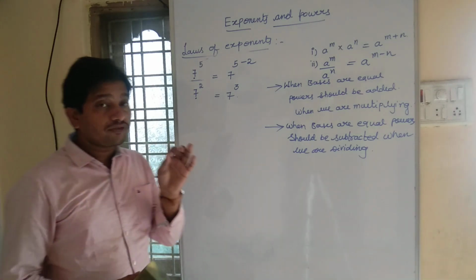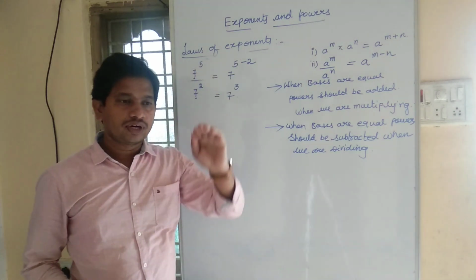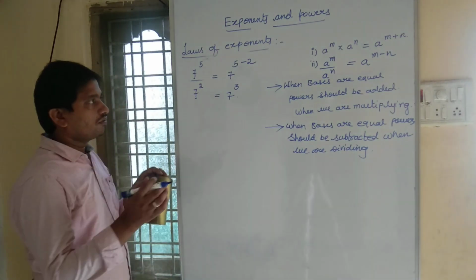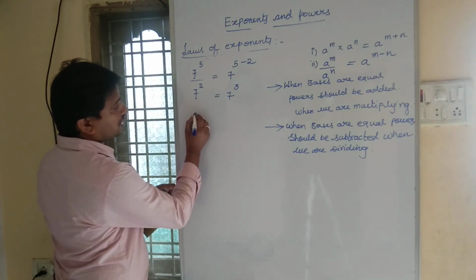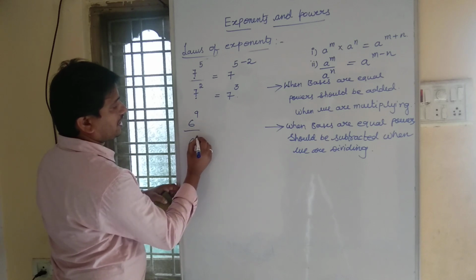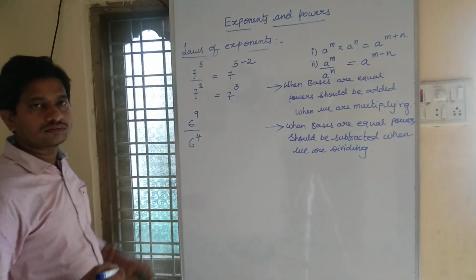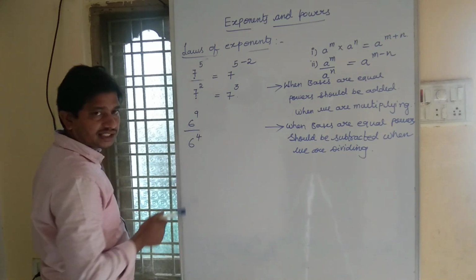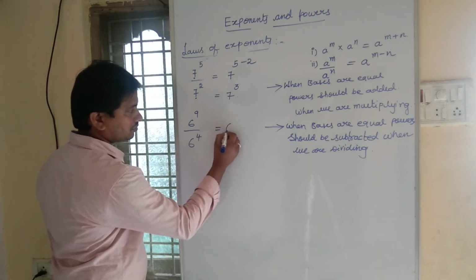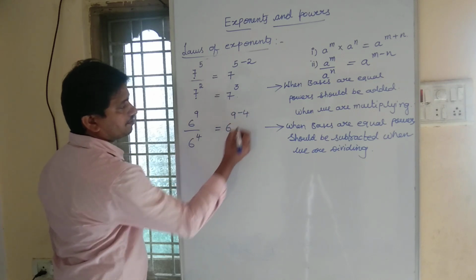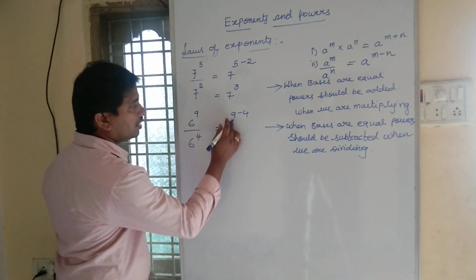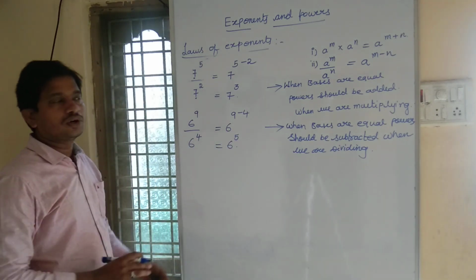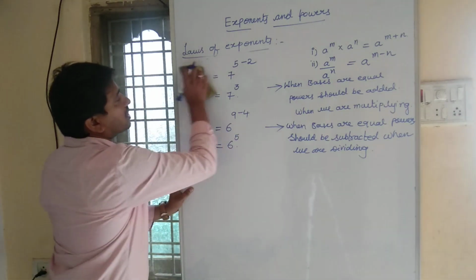So the second formula is what, children? A power m divided by a power n is equal to a power m minus n. One more example. 6 power 9 divided by 6 power 4. See, as bases are equal, 6 and 6, so what to do, children? Power should be subtracted. 6 power 9 minus 4. 9 minus 4 is equal to 5, children. This is our second law of exponent.